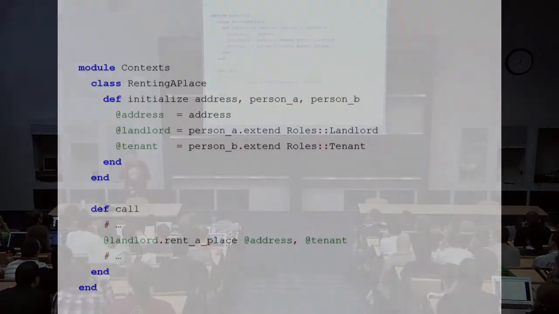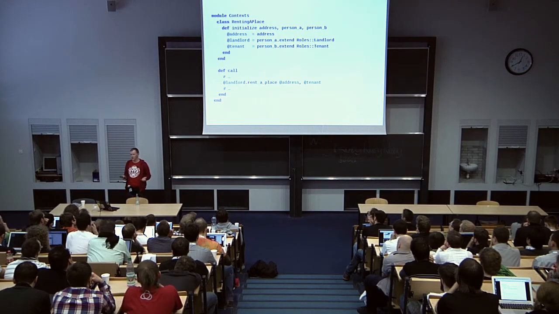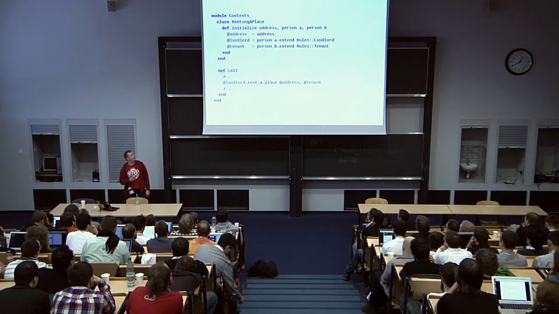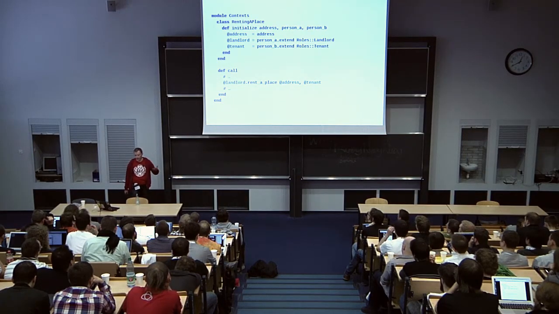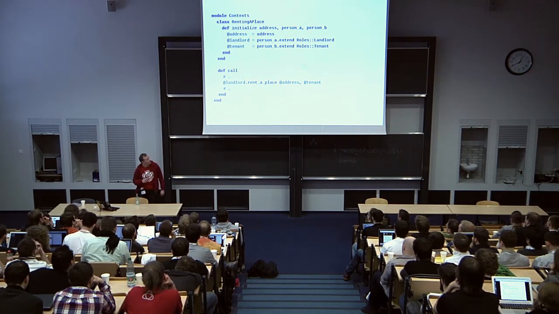So the other part is context, and a context is something that you execute. And let's say you initialize the context with an address and two people. You extend one of the people with the landlord role, the other with the tenant role, and then when you execute the context, in Ruby lingo, call seems like the best idea to name it. You can do all kinds of things, and at some point you can say landlord, rent a place at address to tenant, and that tenant will have a credible method because he's a person who is a tenant, and that landlord will have a rent a place method because he's a person who in this context is a landlord.